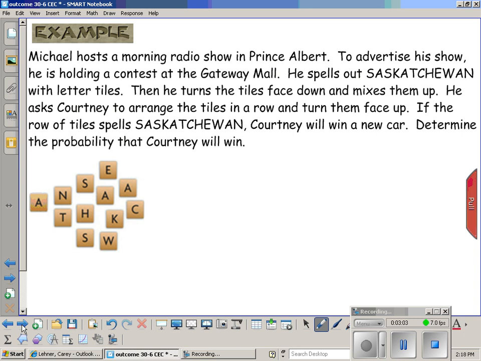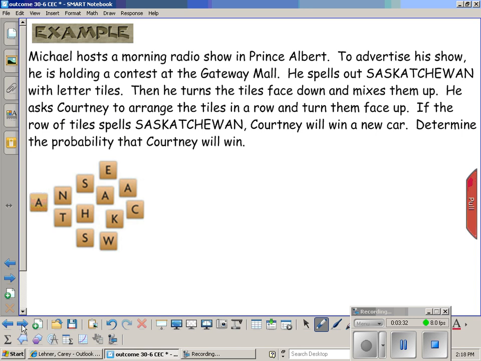So the first thing we need to do is, again, understand: does order matter? Is it a permutation or is it a combination? In this case, we are spelling Saskatchewan, so order is very important. So we're dealing with a permutation. The next thing we need to look at is that we have a permutation with repetition. So we have to find out how many different ways we can actually order these tiles.